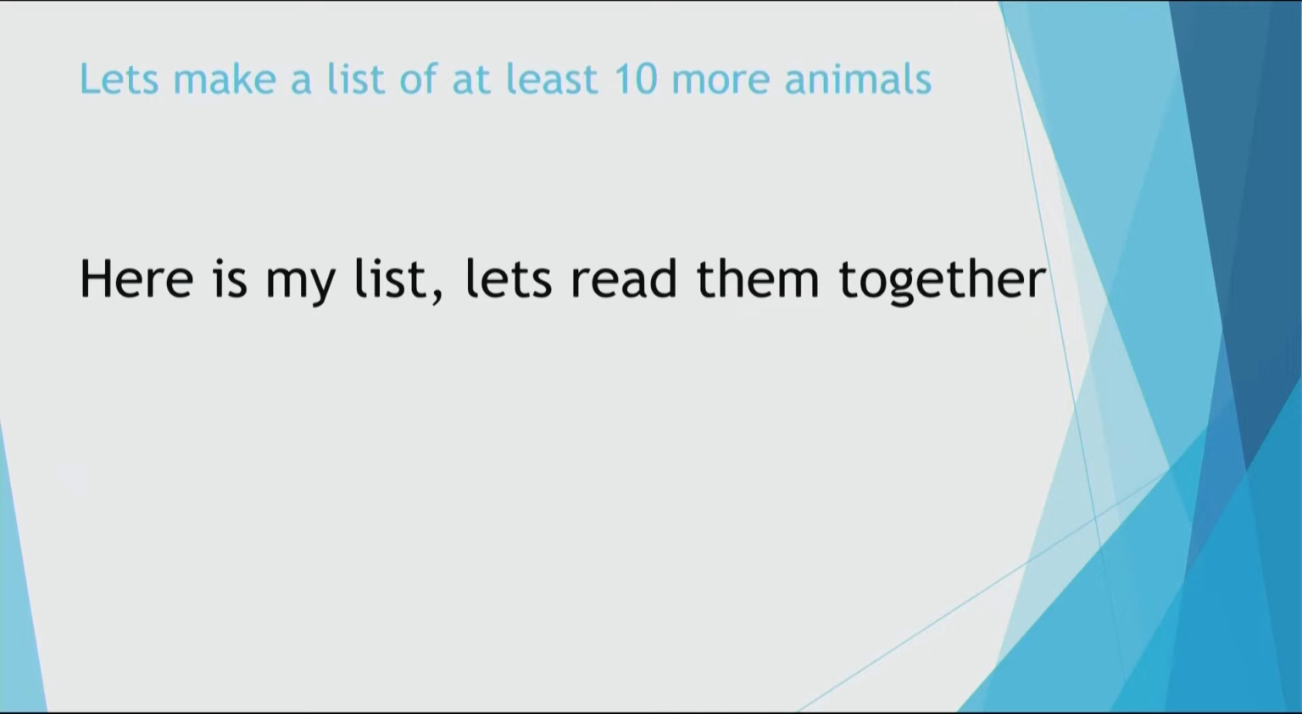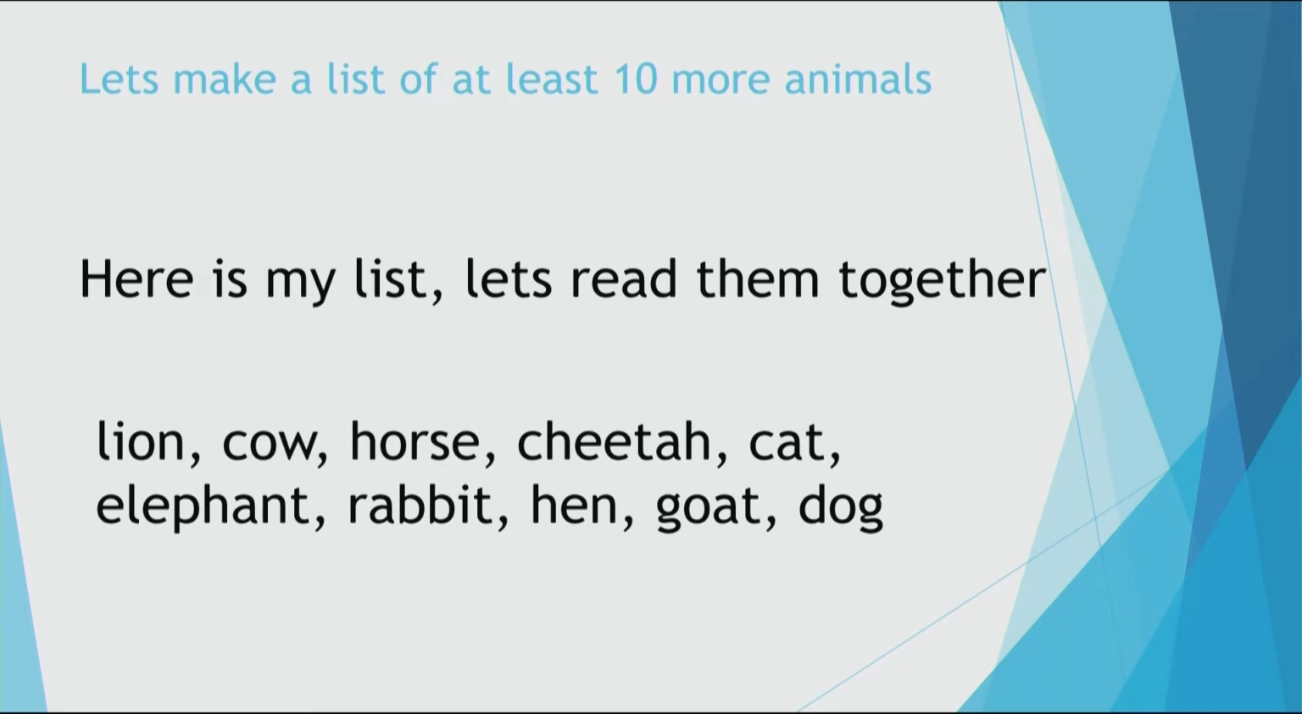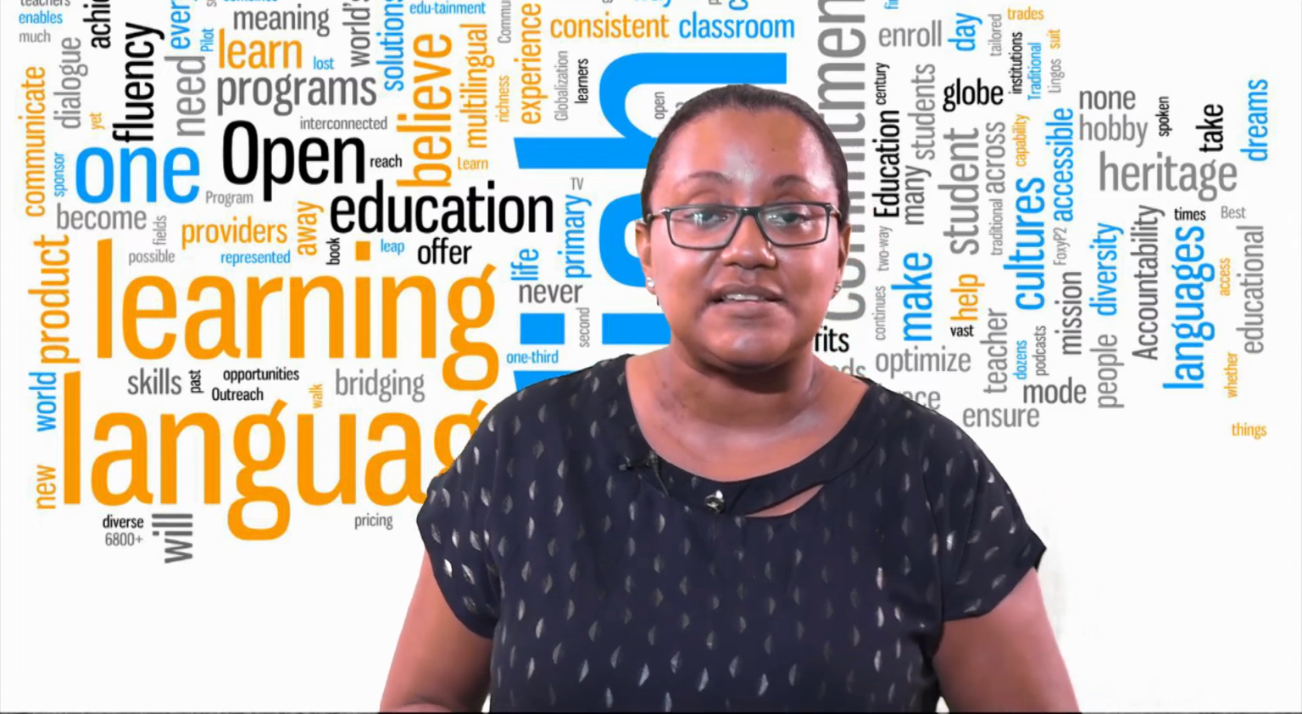Now, I have also made a list of 10 animals. Let's read together. Okay, so I have written down lion, cow, horse. Have you ever seen a horse? A cheetah. Would you like to see a cheetah? Cat. Elephant. They are very big animals. Do we have elephants in Seychelles? Rabbit, hen, goat, dog. I'm sure most of you have dogs at home. There are lots more animals, I'm sure, but let's work with this list that I have given.